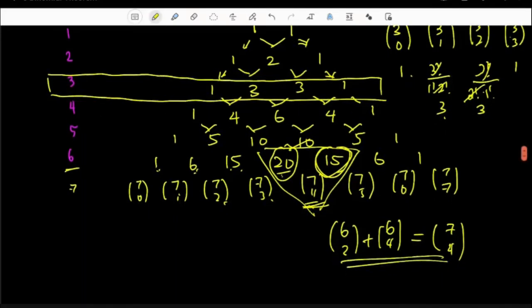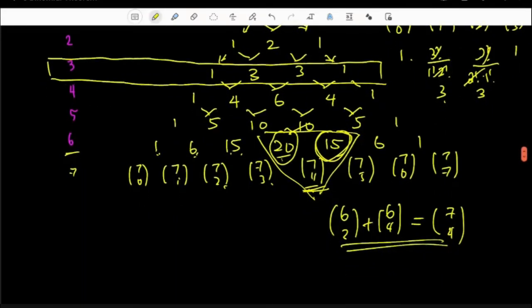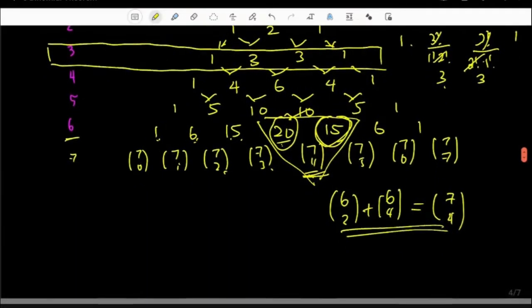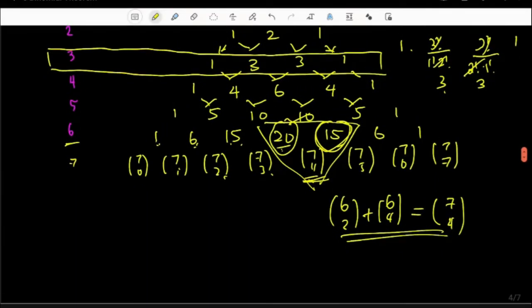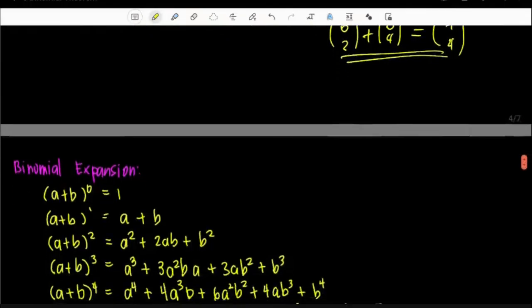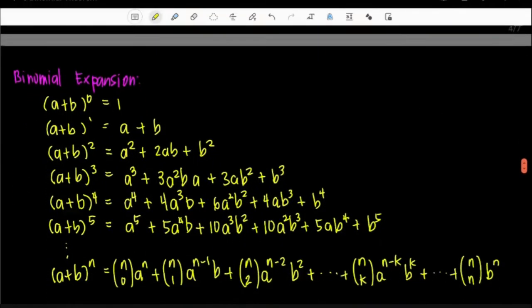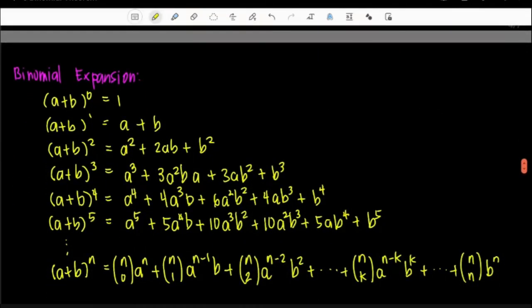Okay, so doon galing yung rule natin ng pagbuo ng Pascal Triangle. All we need to do to get the next row is to add the two consecutive coefficients on the preceding row. Yung magkasunod na dalawang coefficient, pag inadd mo, ibibigay niya yung coefficient on the next row. Okay. So, that gives us a way or a mnemonic device to determine the formula for a binomial expansion.